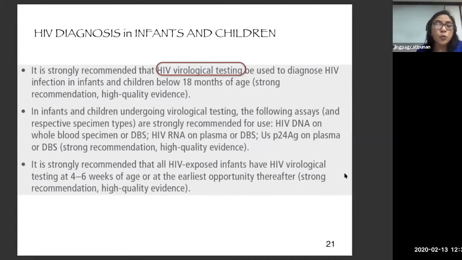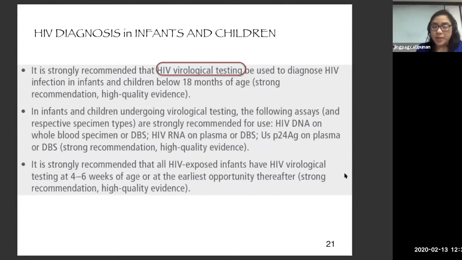So if you do the antibody test to infants and children below 18 months of age, it may give you a false positive result due to the presence of the antibodies from the mother. Another is that it is strongly recommended that all HIV exposed infants have virological testing at 4 to 6 weeks of age, or at the earliest opportunity thereafter.